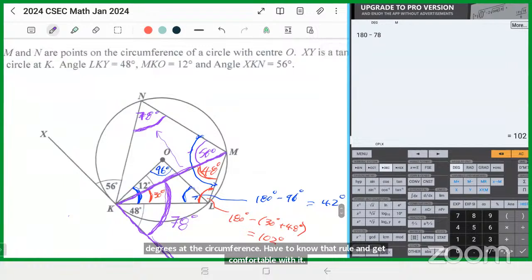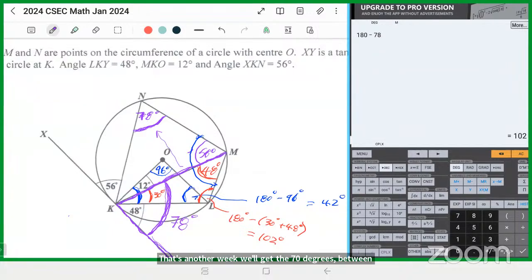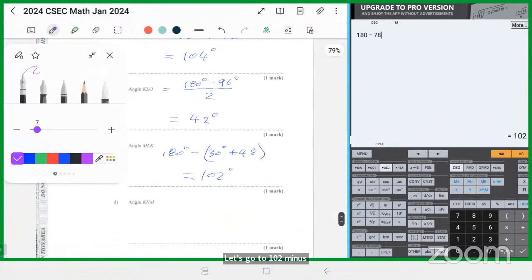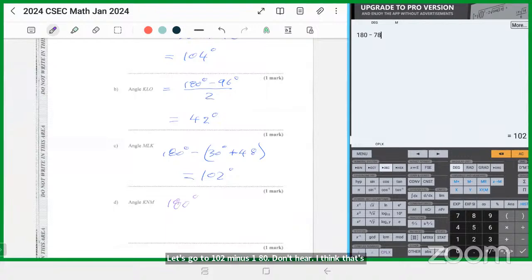Angle between tangent and chord. So it can be 180 minus 102, or it can be the sum of the angle between the tangent, the 30, and the 48. I think most persons would do 180 degrees minus 102 degrees for the cyclic quadrilateral. That is 78 degrees. Or it could be the tangent and chord, 30 degrees plus this 48 degrees that is between the tangent and the chord that is subtending it. Same 78 degrees. All right, that is that. Hold on a second, guys.